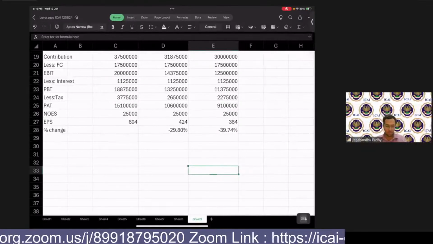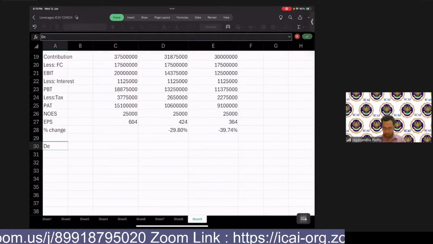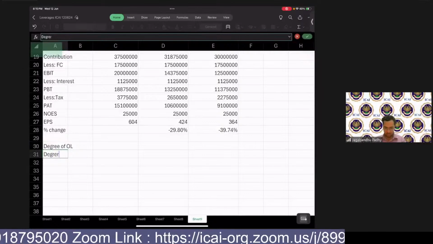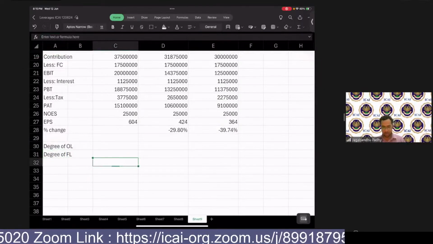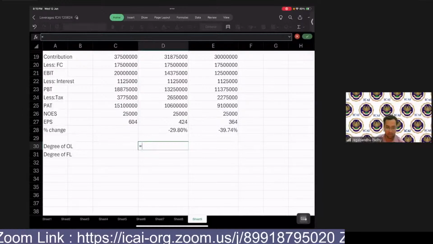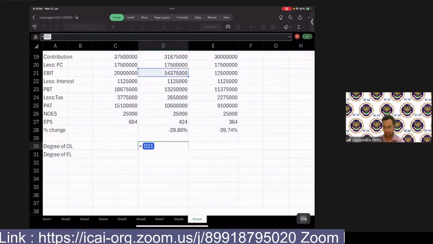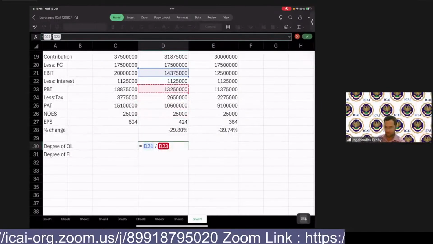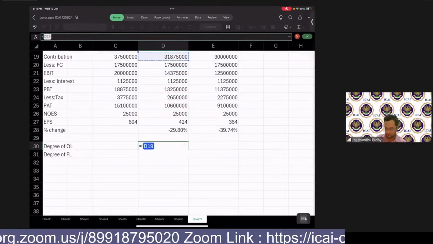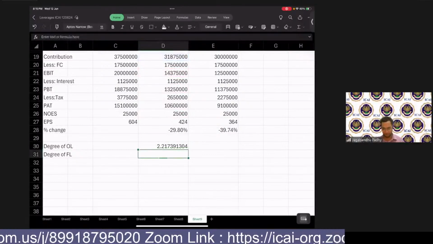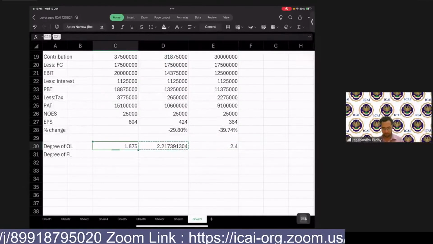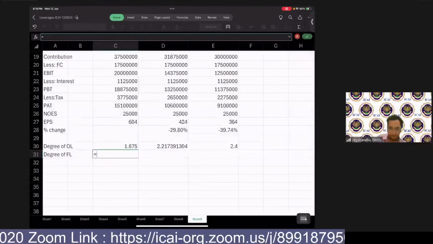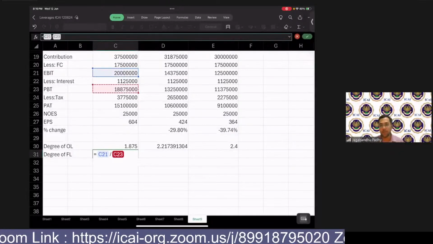The question also asks us for the degree of operating leverage and degree of financial leverage. Degree of operating leverage is contribution divided by EBIT, and financial leverage is going to be EBIT upon profit before tax.